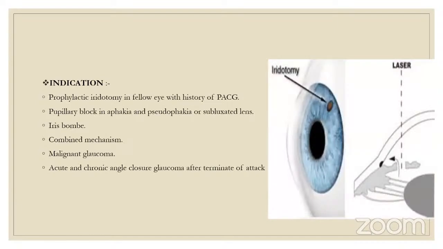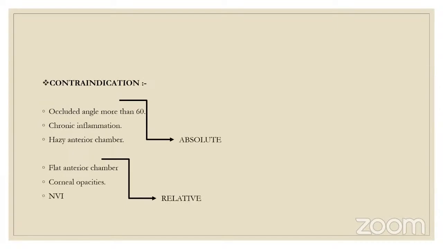The indications are prophylactic iridotomy in the fellow eye with a history of primary angle closure glaucoma, pupillary block in aphakia and pseudophakia or subluxated lens, iris bombe, combined mechanism with PACG and open angle, malignant glaucoma, and acute and chronic angle closure glaucoma after terminating the attack. The contraindications are occluded angle of more than 60 degrees, chronic inflammation and hazy anterior chamber, which are absolute contraindications, and flat anterior chamber, corneal opacity, and NVI, which are relative contraindications.